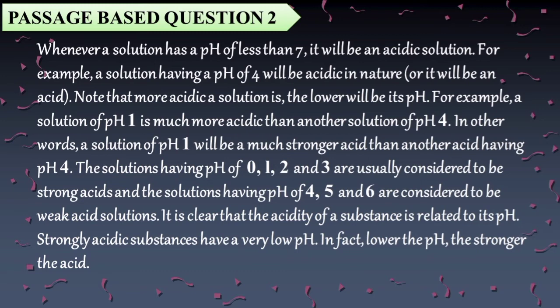It is clear that acidity of a substance is related to its pH. Strongly acidic substances have very low pH. In fact, lower the pH, stronger the acid. Now let's look what are the questions and try to solve them.